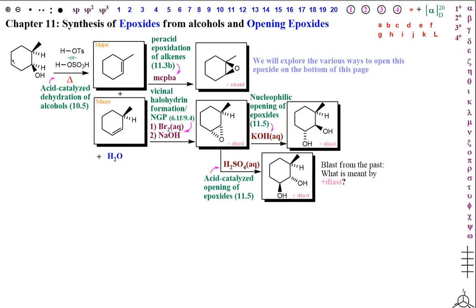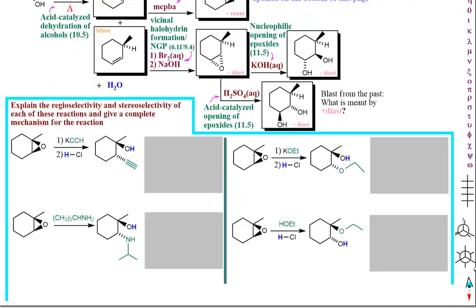Okay. I'm going to spend the rest of the video doing lots of good things with this epoxide here. Here are 4 reactions of our epoxide. In this one we have acetylide, an old friend from Chapter 7. That's a strong nucleophile. It's going to react before we add HCl. That's what 1 and 2 means.